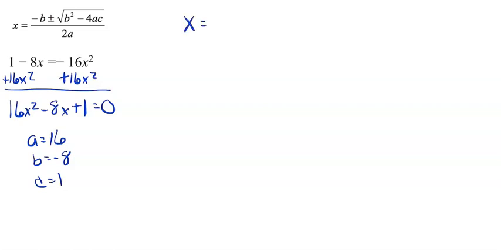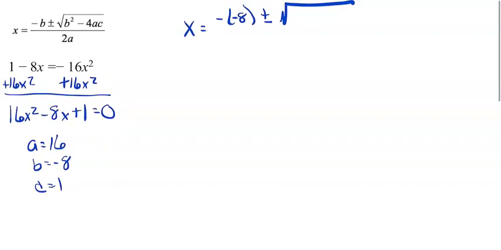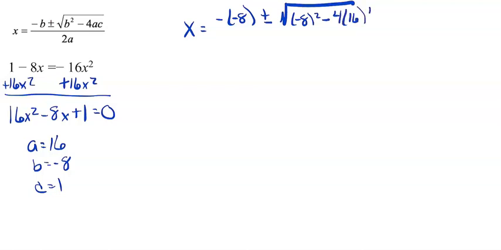I use the formula to plug everything in. So x equals negative b, and b is negative 8, so negative negative 8, plus or minus, I'm going to go ahead and get my radical sign here. B squared, so b is negative 8, so negative 8 squared, minus 4 times a, which is 16, times c, which is 1. All of this is over 2 times a, so 2 times 16. And now we're just going to start simplifying.